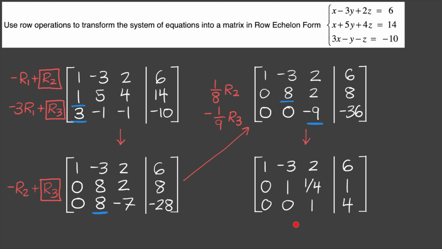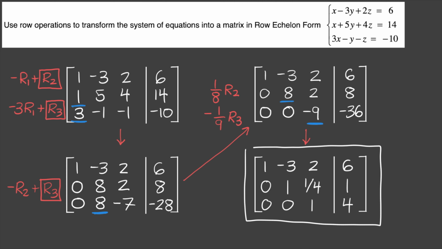All right, so now our matrix here is in row echelon form, which is what they were asking us to do. So it took a series of about 3 steps here, and we finally got our matrix into row echelon form. So this here is our answer.